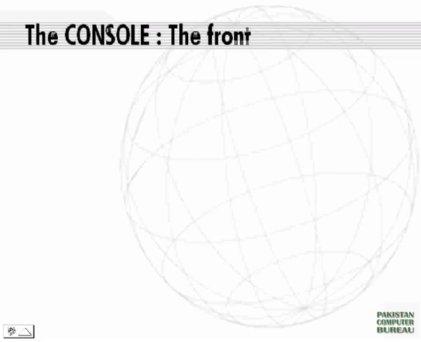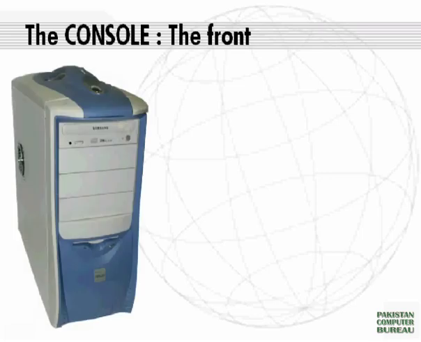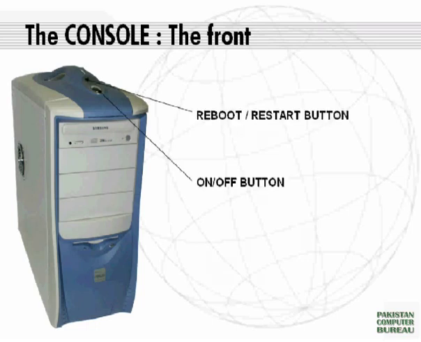Not all consoles look the same, but there are very basic items which are present in every console. In this lesson, we will discuss the lights and different buttons on the console. In my console, you can see that the buttons are on the top, but on most consoles, they are on the front. Over here, we have the on-off button and the restart or reboot button, which were discussed earlier.